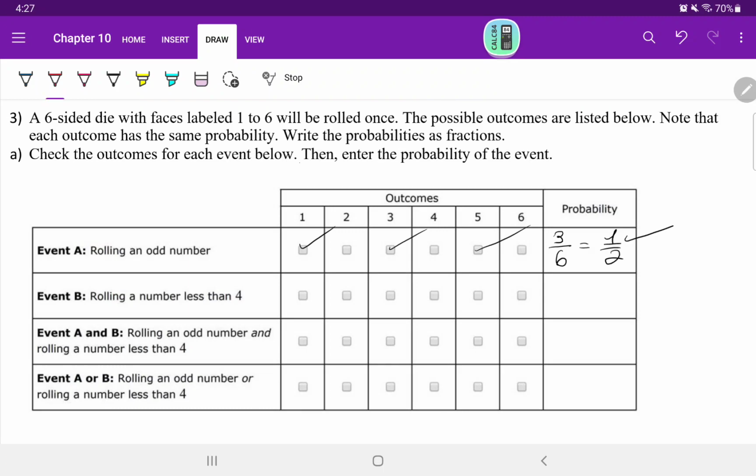Event B says rolling a number less than 4. There are 3 numbers less than 4, which is 1, 2, and 3. So the probability of us rolling a number less than 4 is 3 out of 6, which is once again reduced to 1/2.